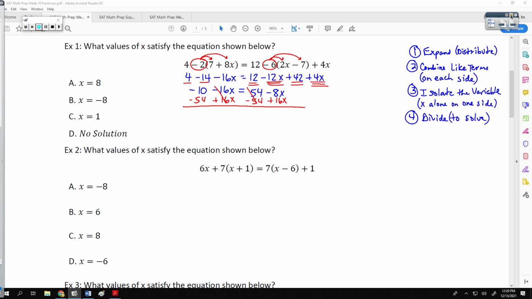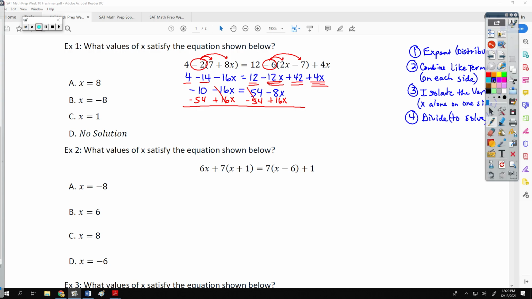This results in the equation negative 64 equals 8x, which we should all recognize as being a simple one-step equation where all we need to do to finish solving for x is to divide by 8. So we divide each side by 8 and we get negative 8 equals x, or x equals negative 8.